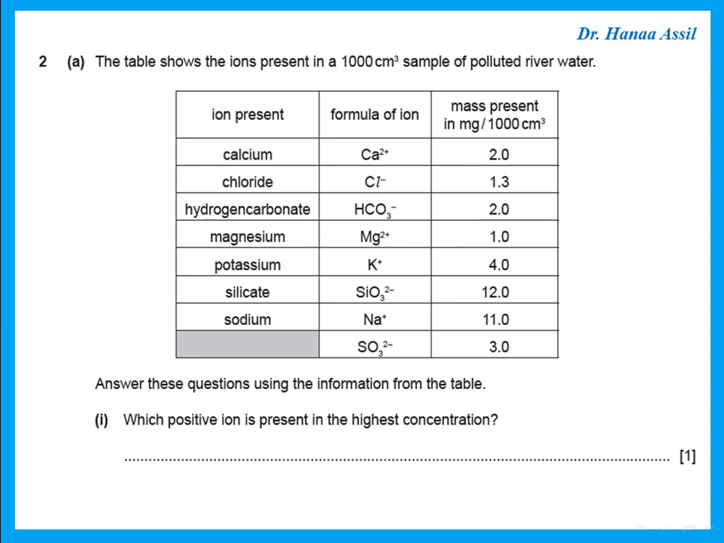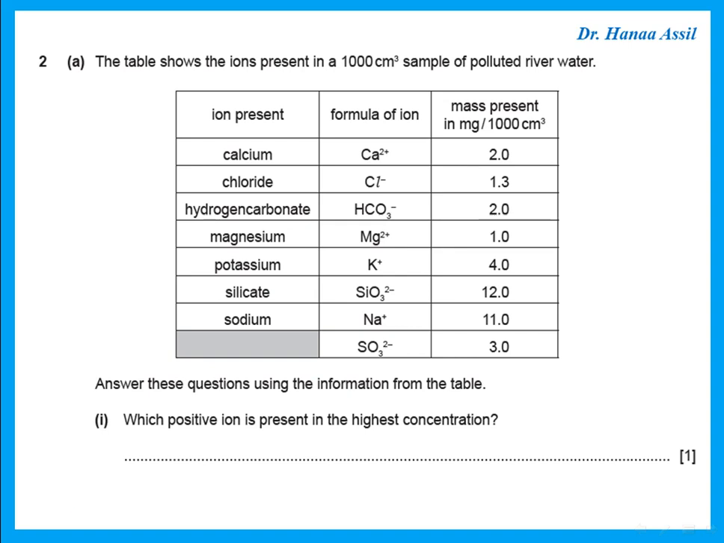Question 2 says the table shows the ions present in a 1000 cm³ sample of polluted river water. So we have a total solution of 1000 cm³, and he measured how much calcium, chloride, hydrogen carbonate, and so on. Now answer these questions using information from the table.